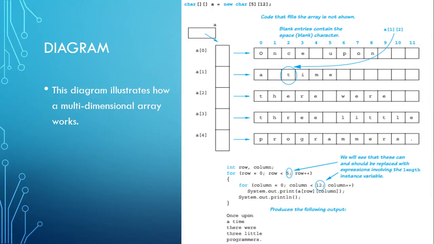So let's take a look at the diagram, which illustrates how a multi-dimensional array works. Here I have a char array, a = new char[5][12]. The code that fills the array is not shown in this diagram, but just to give you a visualization, here is a[0], a[1], a[2], a[3], and a[4]. Each of these is a single array. Each array is made out of a[0][0] through a[0][11], so it's 12 characters in the array, 12 indices.